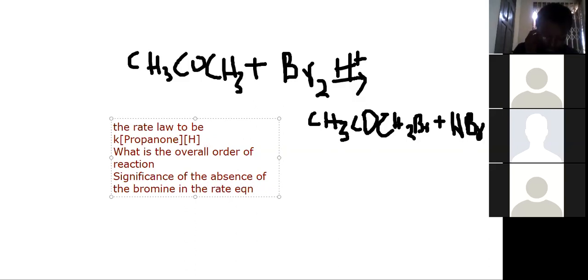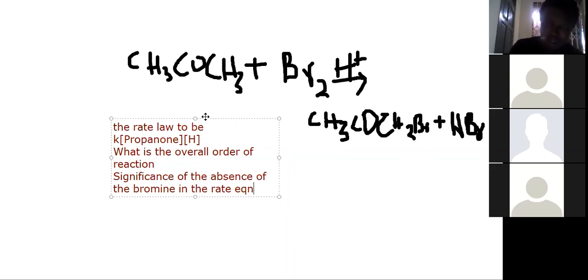So the question reads that bromine reacts with propanol. This is propanol, and this is bromine. It reacts with it in an acidic solution. So this is the acidic solution I'm talking about, according to the equation. This is the equation: this added to this in an acidic solution, then we get this one. Now, the question then gives you further that the rate law of this. The question gave you this.